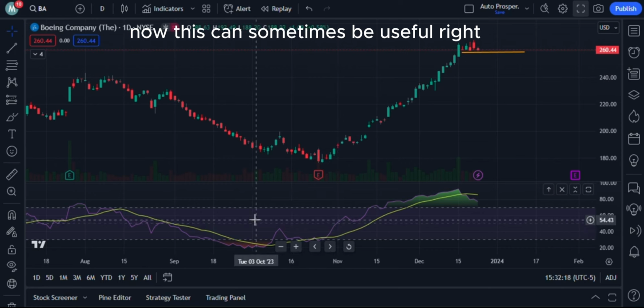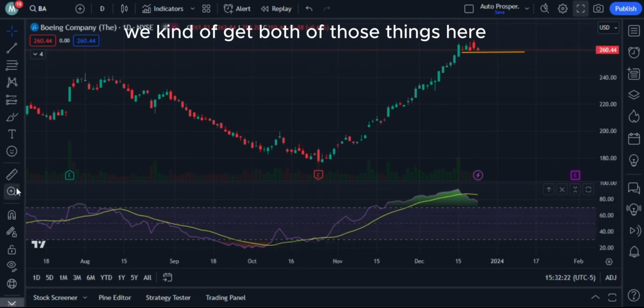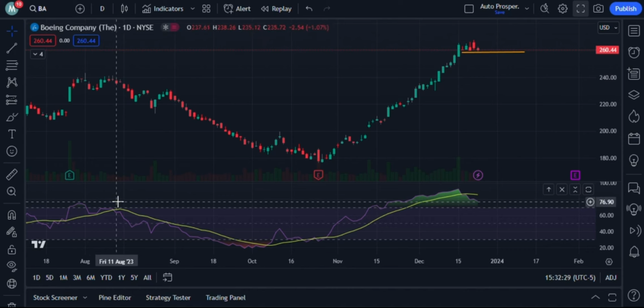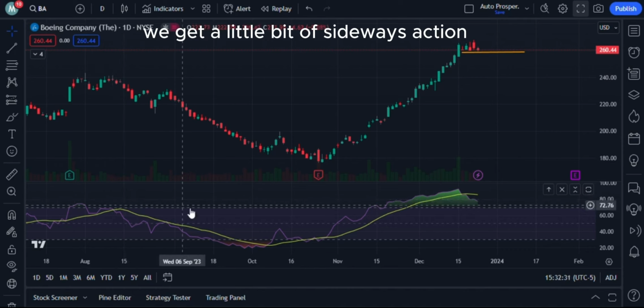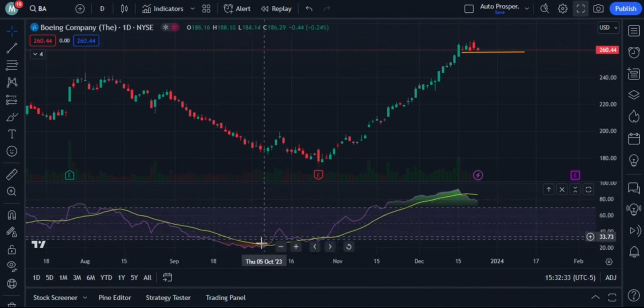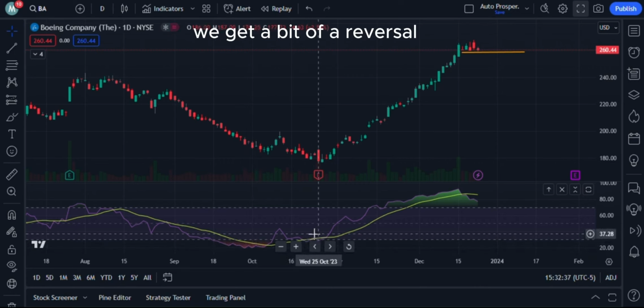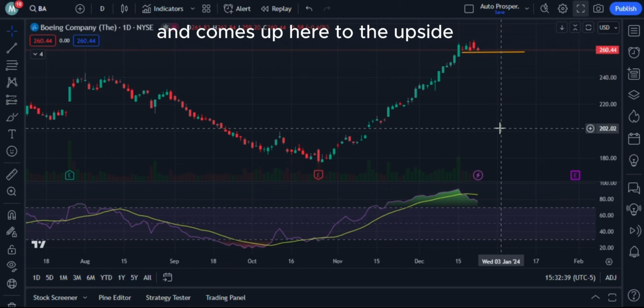Now, this can sometimes be useful, right? And as you can see on this chart, we kind of get both of those things here. When it comes up above 70, we get a little bit of sideways action, and then it comes to the downside. When it comes down here below 30, we get a bit of a reversal. It comes up here to the upside.